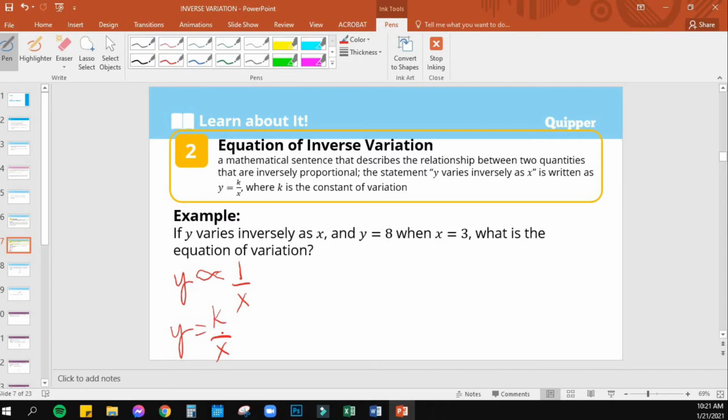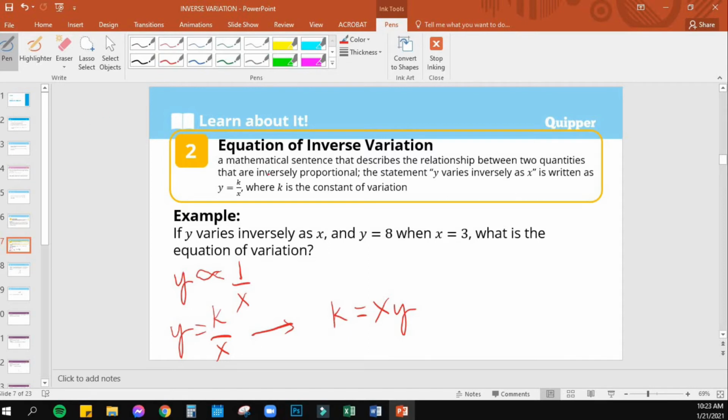Okay, yung direct ay y is equal to kx. So, dito naman, y is equal to k over x. Or, it can be written as k is equal to x times y. So in order to find the value of the constant, you're going to multiply the variables. So dito, in finding the constant, you're going to multiply the variables. Okay? Now, let us take an example. Ito yung example natin.